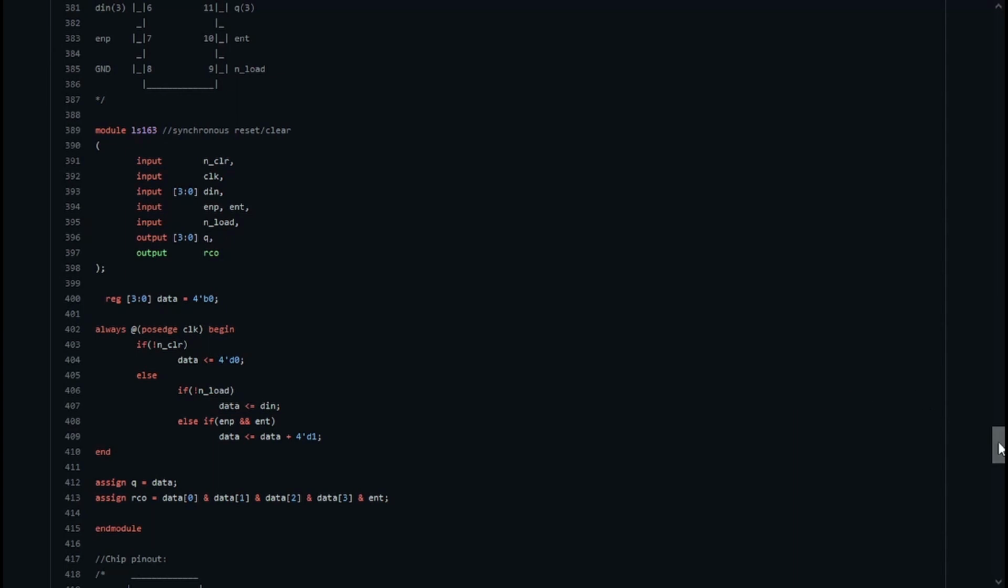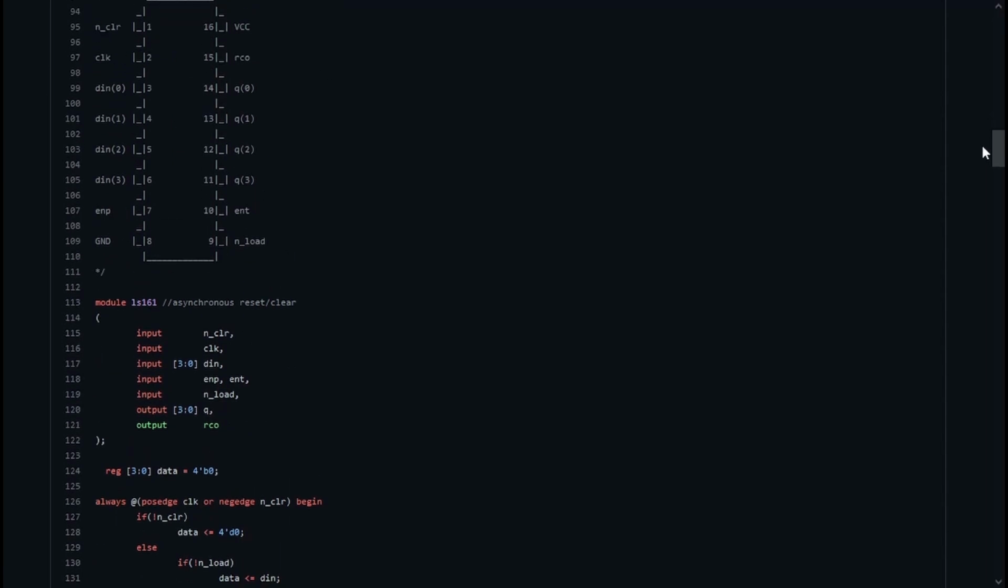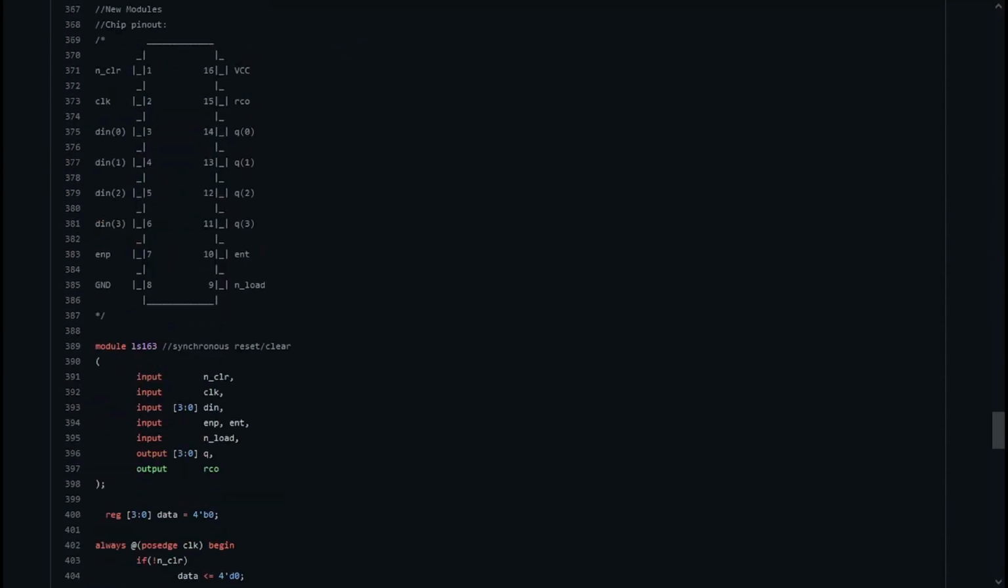If we compare that to the 161, the 161 is here, and you can see we've got either a positive edge of clock or negative edge of clear. So that instantly triggers that, so without necessarily anything to do with the clock. So you can see the difference there in that one.